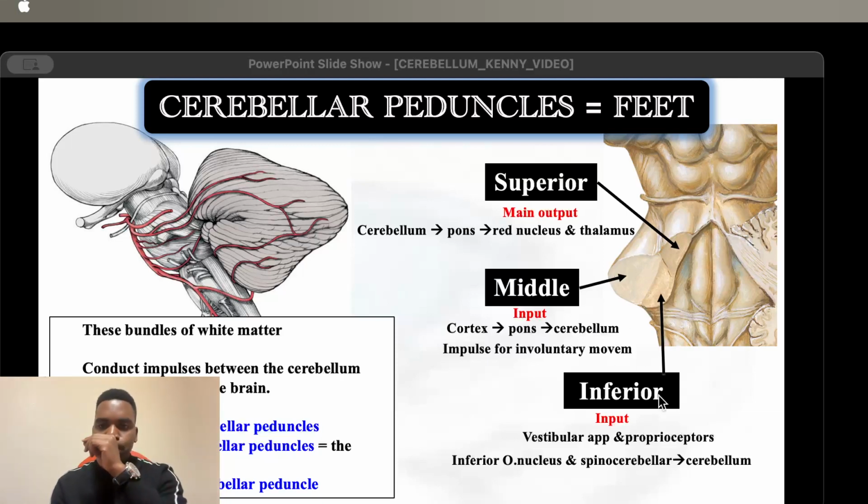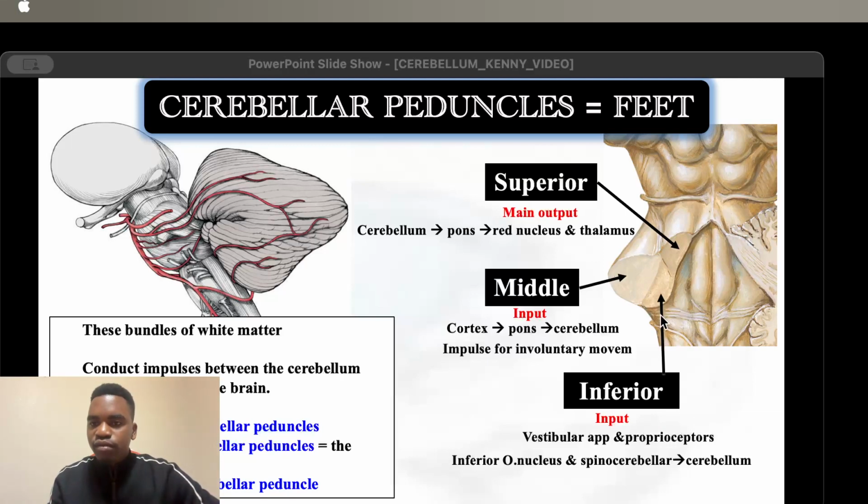So the middle cerebellar peduncle will carry the information from the cerebral cortex. The information coming from the cerebrum through the pons will come through the middle cerebellar peduncle. And we say most of these are impulses for voluntary movement. Impulses for voluntary movement will come through the middle cerebellar peduncle.